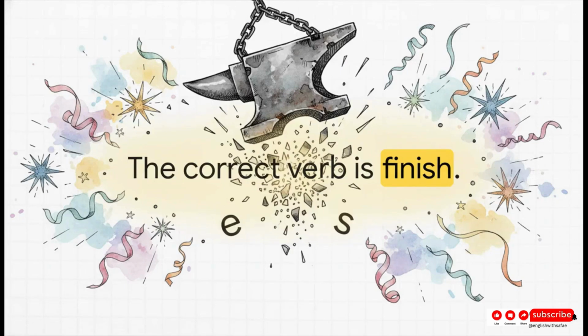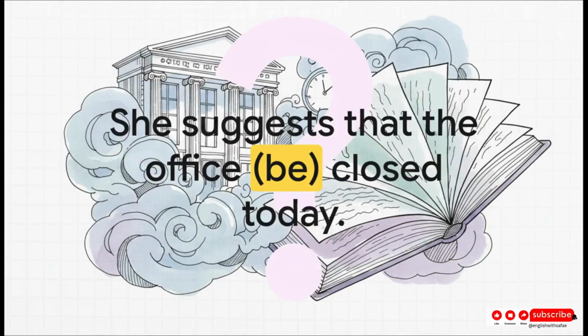The correct answer is finish. If you got that, awesome job. The verb insist is a super powerful subjunctive trigger. So instead of saying Jennifer finishes, which is what we normally do for a third-person singular, we apply the rule, we drop that es, and we are left with simply finish. Let's tackle the next challenge.